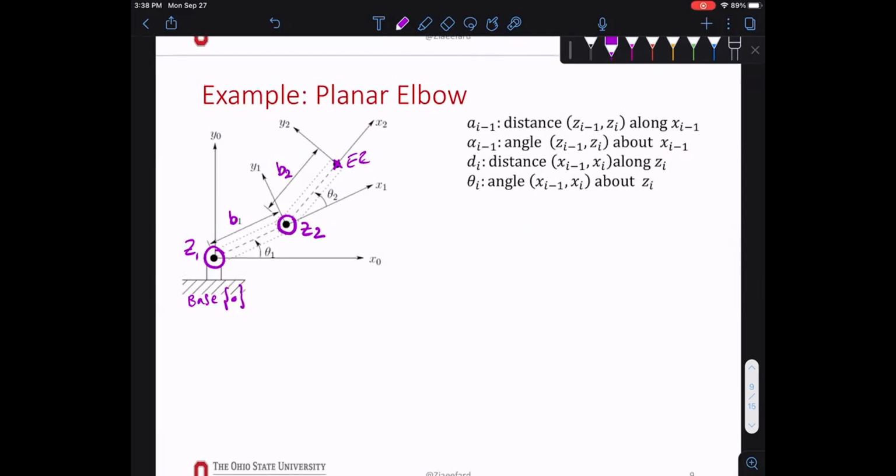What you can do is create a table. That's the best way. Link i, then alpha i minus 1, a i minus 1, d i, theta i. We're going to fill this out. Now, how many joints do we have? Two. So we go from 0 to 2. The base frame is 0, we don't care about that. Joint 1 is 1, joint 2 is 2. So we have 2 joints, and our table is going to have 2 rows. As many joints as you have, you're going to have that many rows.